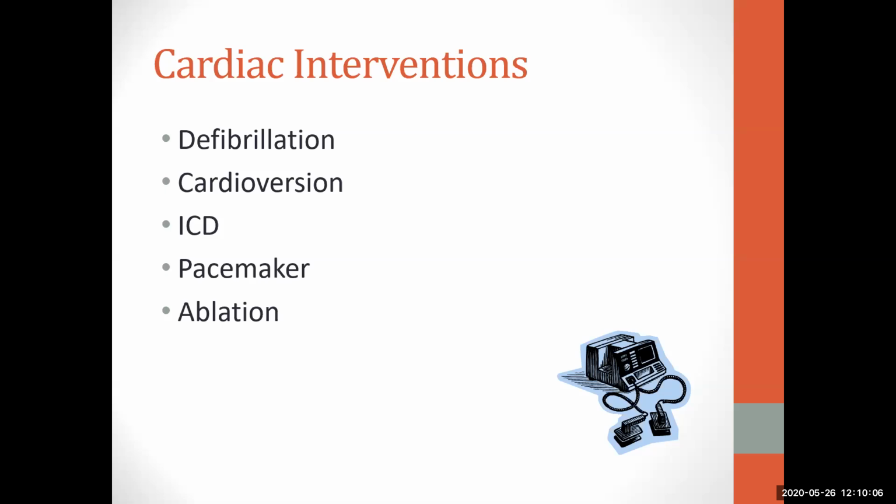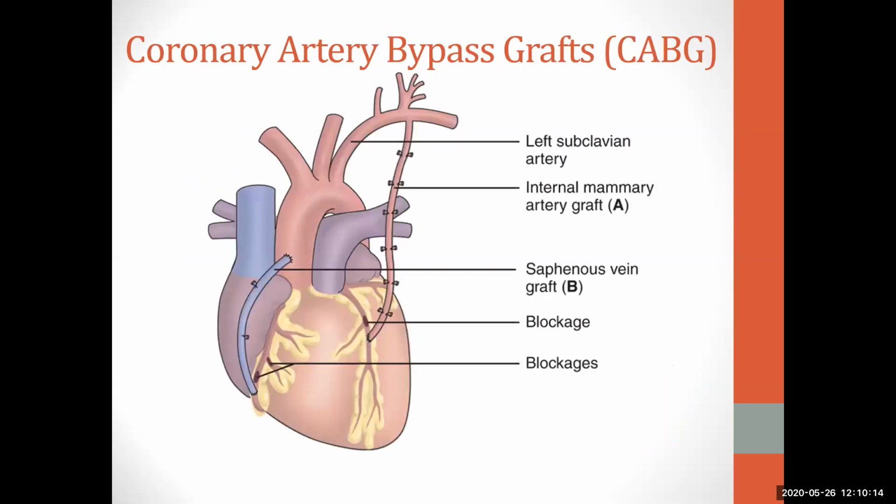An ablation would be to deaden an area that's firing off the wrong rhythm, and so we'll go in and either you can use heat or you can use cryo cold.